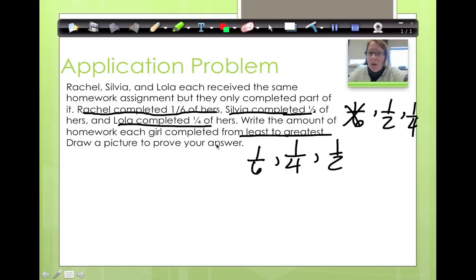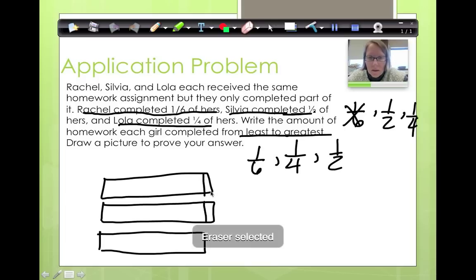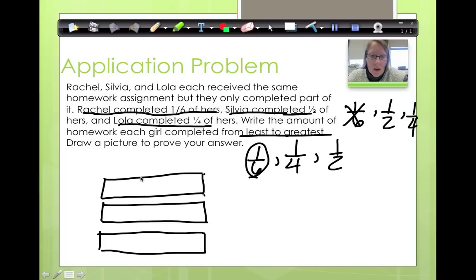Now, we need to draw a picture to prove our answer. Okay, so I think the easiest way is going to be to draw fraction strips. So I'm going to draw 3 fraction strips. Try to make them about the same. Now, because it's all about the same homework, looks like I've gone a little bit long on these sides. Some crazy wind behind me, isn't it? Alright, here we go. Now, 1/6 is our smallest, so we need to make this one into 1/6. Now, the best way I know how to do it is to make them into thirds, and then cut the thirds in half.